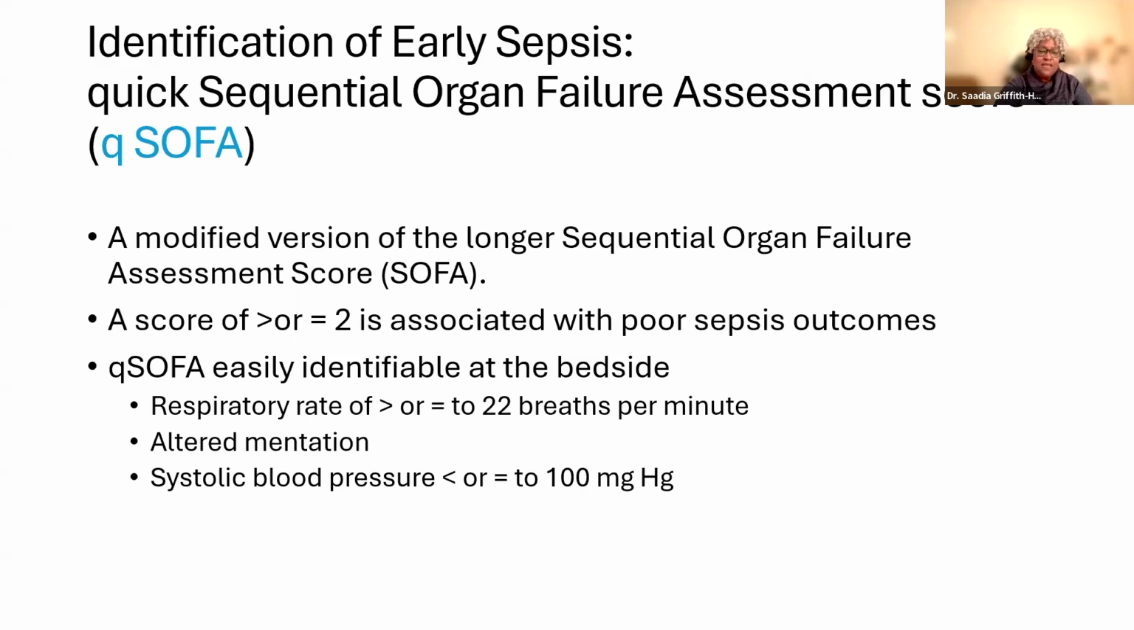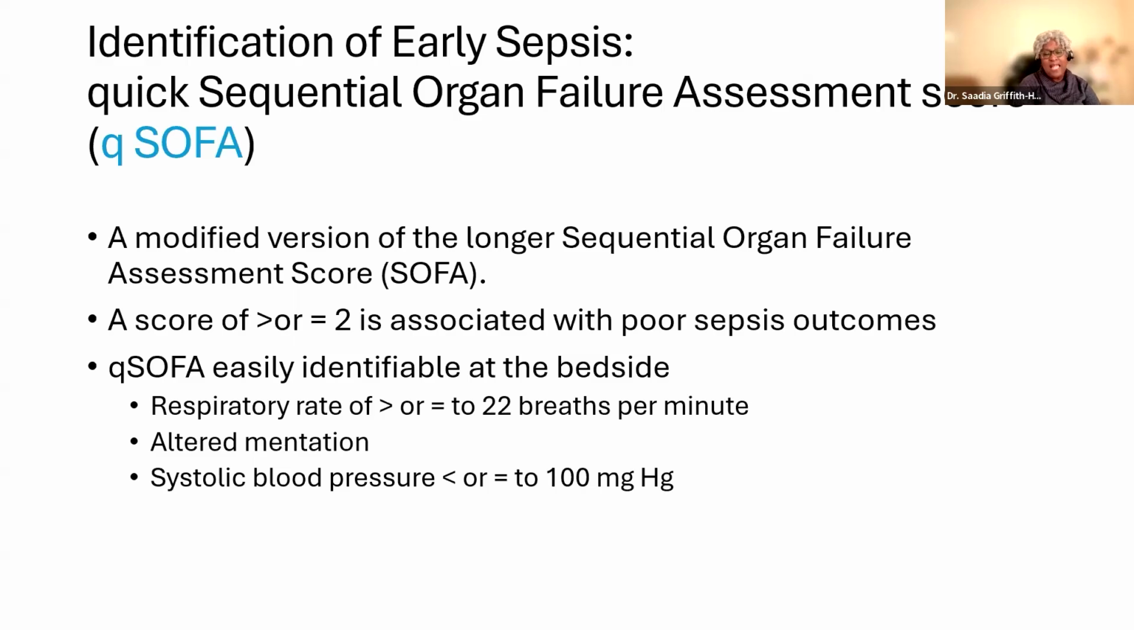But the qSOFA score is easily identifiable at the bedside. And that would involve a respiratory rate greater than or equal to 22 breaths per minute, any type of altered mentation, and a systolic blood pressure less than or equal to 100 millimeters of mercury. And you'd get 1 point for each. And if you have a score equal to or greater than 2, that's associated with a poor sepsis outcome. Now, the qSOFA score has again been endorsed by the same two medical groups, and it has really been studied in the emergency department.